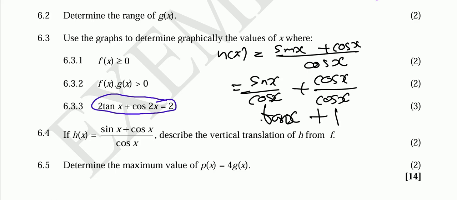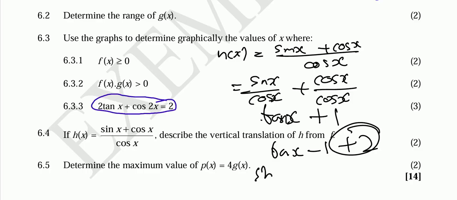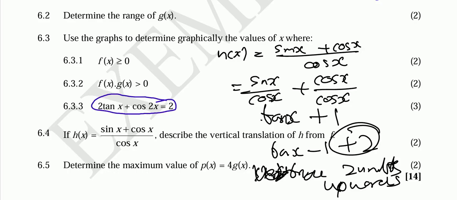This means that we can see that from tan x minus 1 to tan x plus 1, they added 2, meaning they have shifted. There's a vertical translation of 2 units upwards. Remember, adding is upwards on vertical. So there's a vertical translation of 2 units upward. This means that our h of x is f of x plus 2.